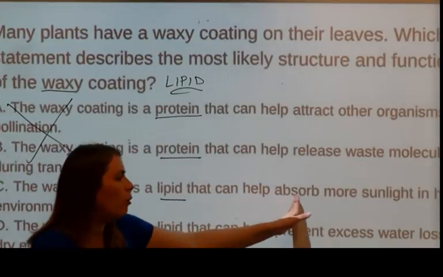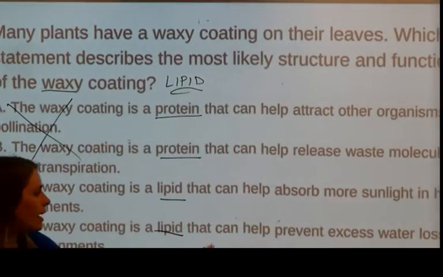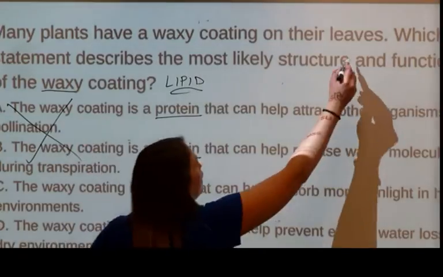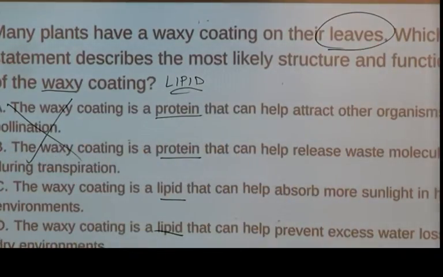So is it that it can help absorb more sunlight, or that it can help prevent excess water loss? So then you have to think about where it is. It's on their leaves. And leaves are mainly there for photosynthesis, okay? Which means that when we're dealing with photosynthesis, we're also dealing with the process of transpiration. And transpiration is basic evaporation from the leaves instead of from the ground. That's transpiration. So if we have a waxy coating that's on a leaf, what's its purpose?